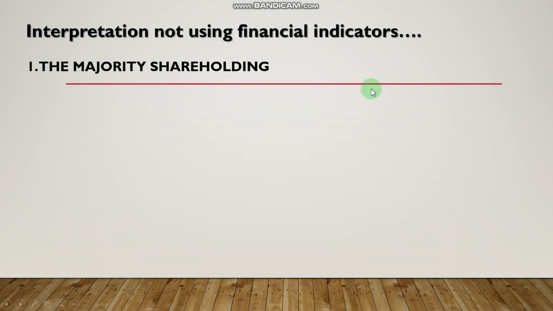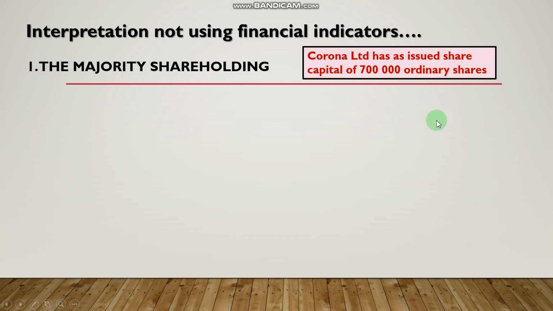The common questions that come out in exam, in the past few exam papers, they talk about the majority shareholding. When you see a question on majority shareholding, let's quickly look at an example here. We have a company, Corona Limited. It has an issued share capital of 700,000 ordinary shares. This is the issued share capital.